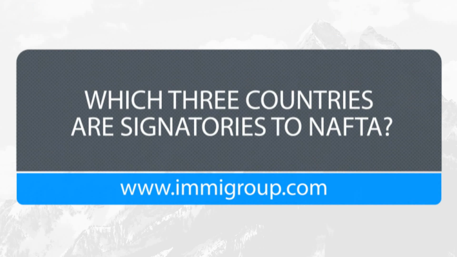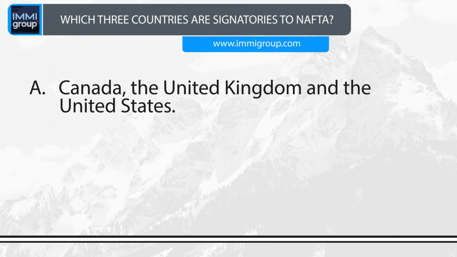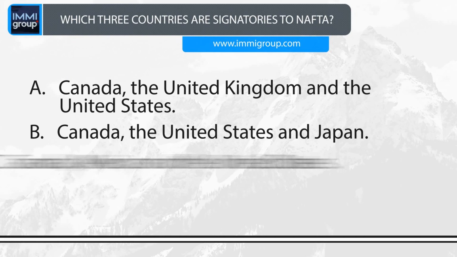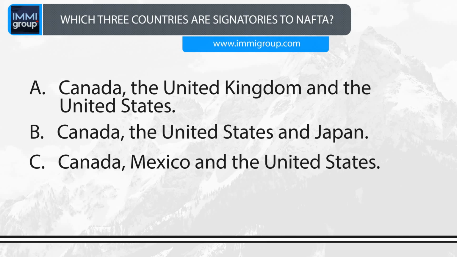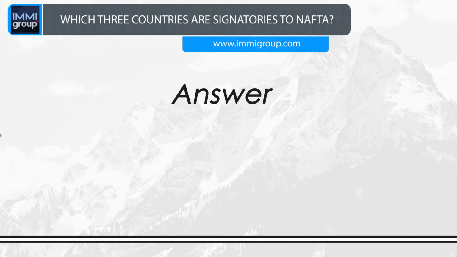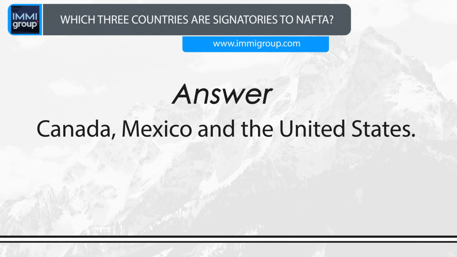Which 3 countries are signatories to NAFTA? A. Canada, the United Kingdom, and the United States. B. Canada, the United States and Japan. C. Canada, Mexico, and the United States. D. Canada, Denmark, and Andorra. Answer: Canada, Mexico, and the United States.